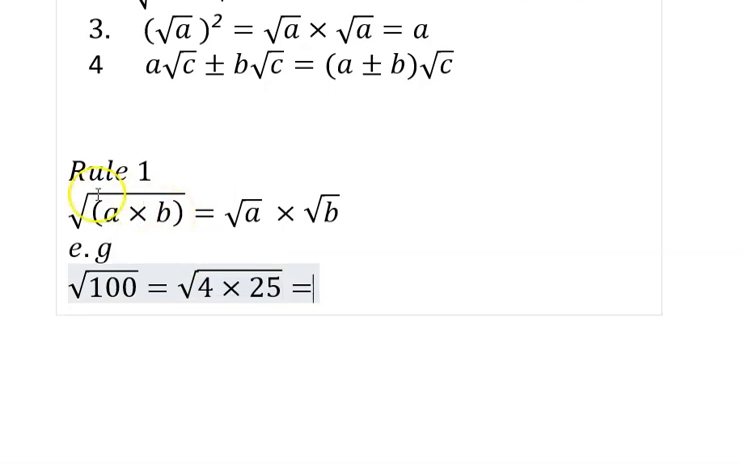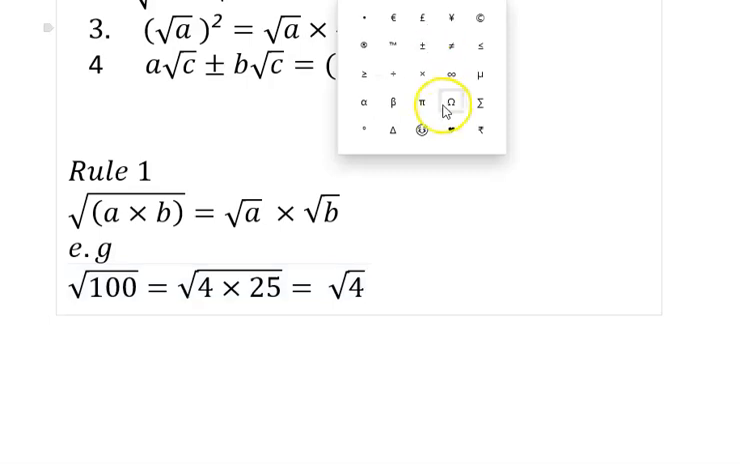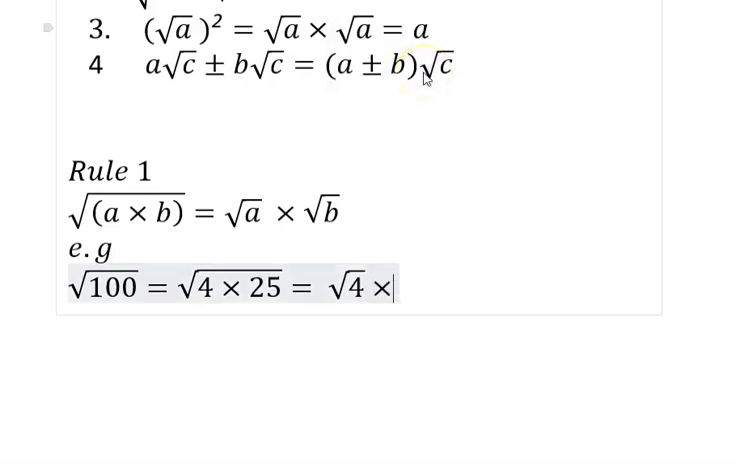So with that, you can put 2 of them separately. Now you can say we have root 4 multiplied by root 25. We are still saying the same thing. We are just splitting them. So it is as easy and as simple as that. So naturally, root 4 is a perfect square root. So that's 2.